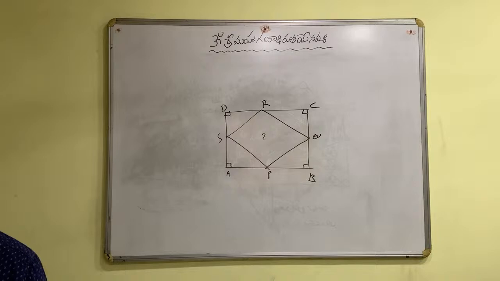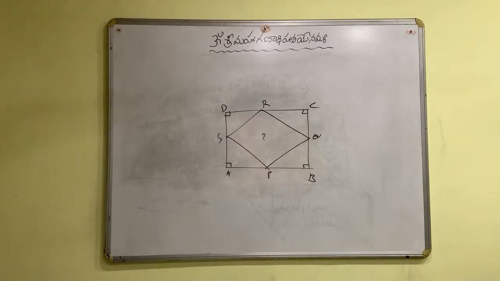Rhombus is a parallelogram, rectangle is a parallelogram, square is a parallelogram. Don't say parallelogram. Yes, rhombus. Not parallelogram, rhombus. So the quadrilateral formed by joining the midpoints of all sides of a rectangle is a rhombus.